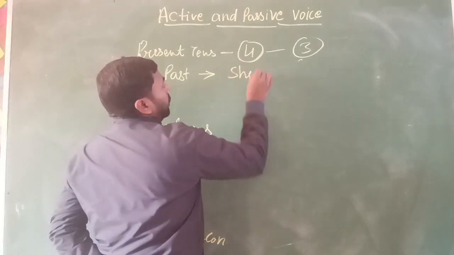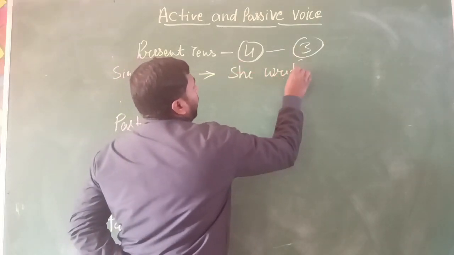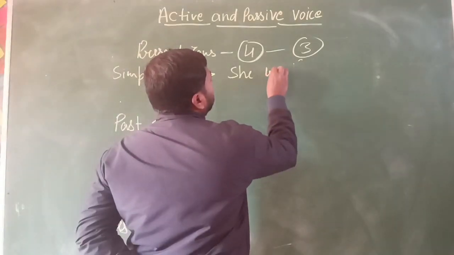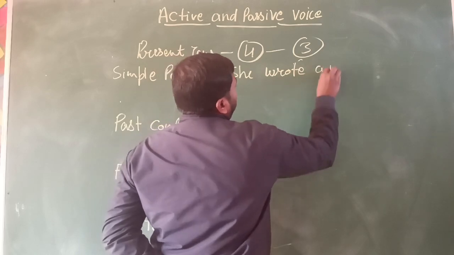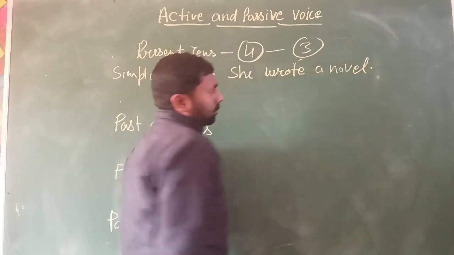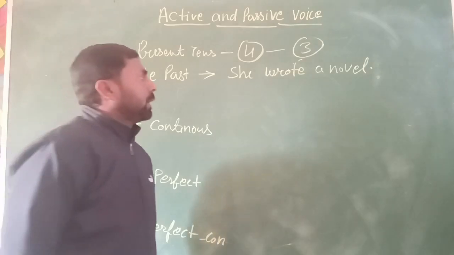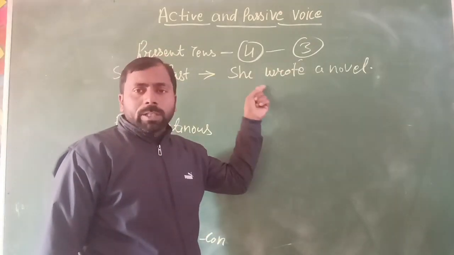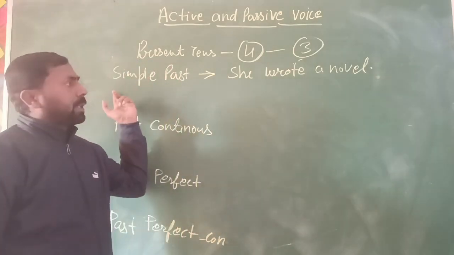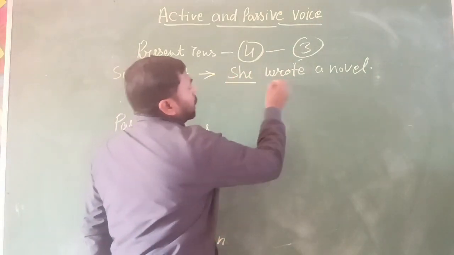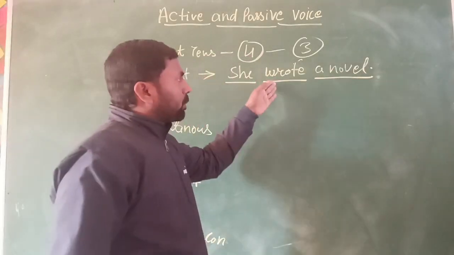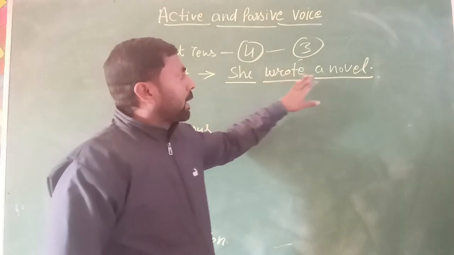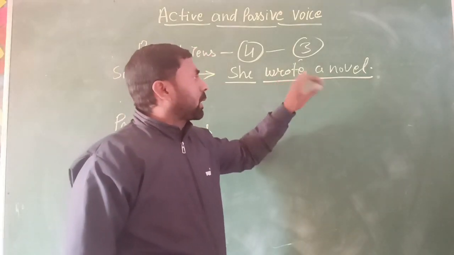Like, she writes, simple past tense. She wrote a novel. She wrote a novel. This is the sentence of active voice. It is the active voice sentence of simple past tense. You can see here subject, verb and object. Subject is the pronoun, and the verb is a second form.